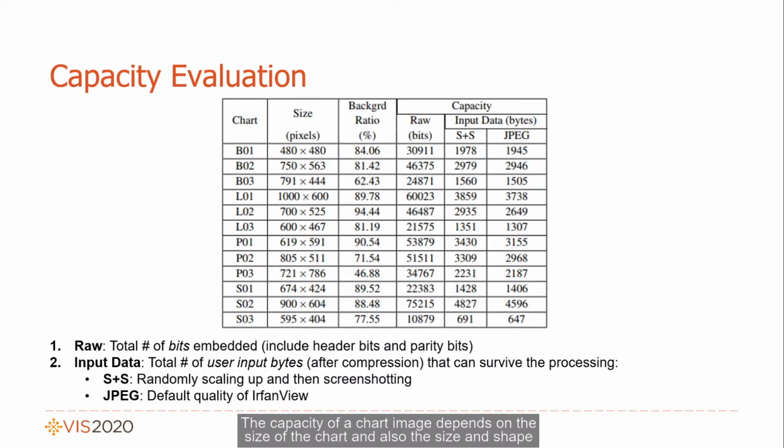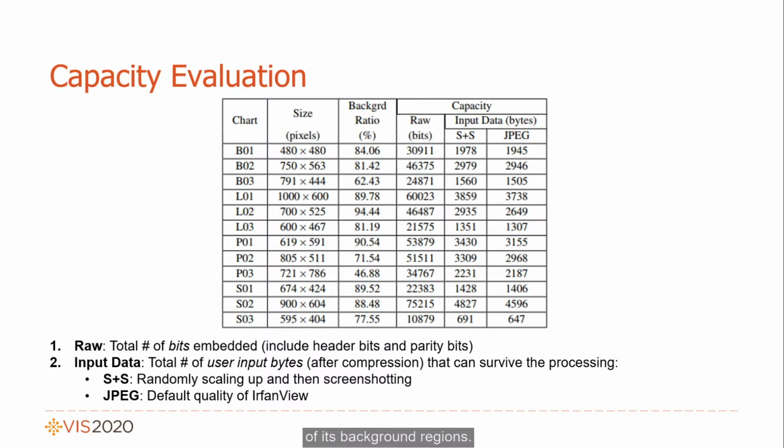The capacity of a chart image depends on the size of the chart and also the size and shape of its background regions. This table shows the raw capacity, which is the total number of bits embedded into a chart, including head bits and parity bits. The raw capacity ranges from 10K bits to about 75K bits for charts of size from about 480 by 480 pixels to about 1000 by 600 pixels.